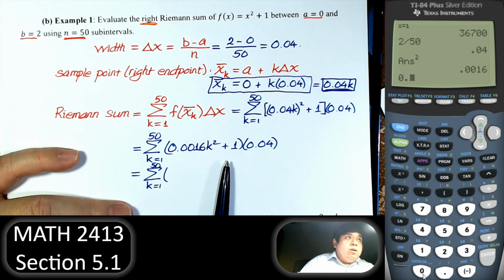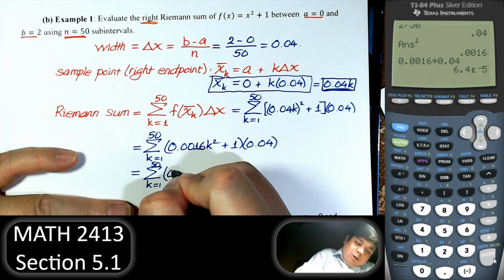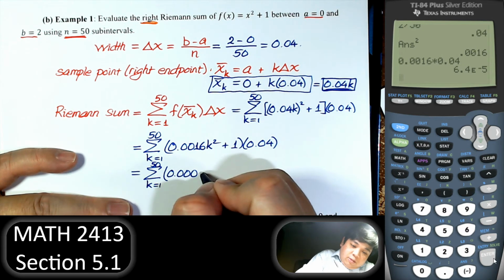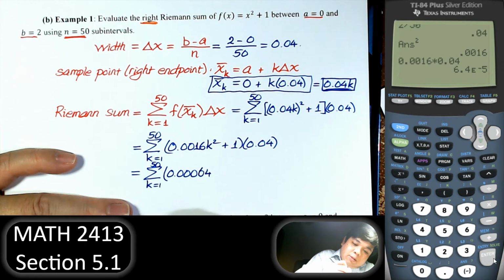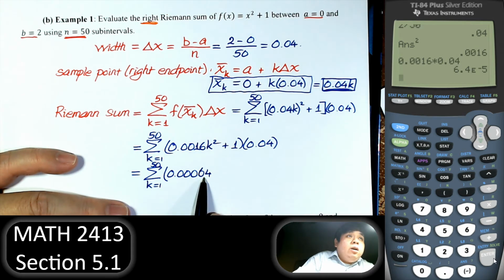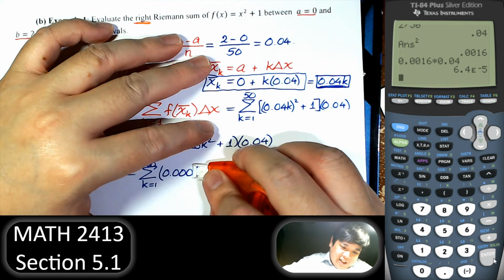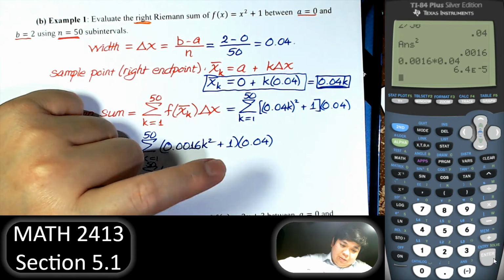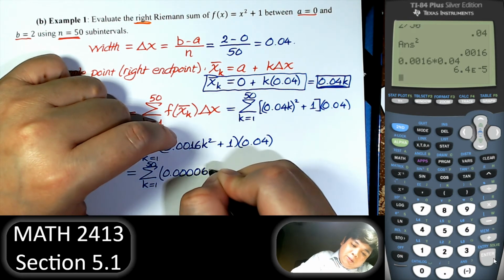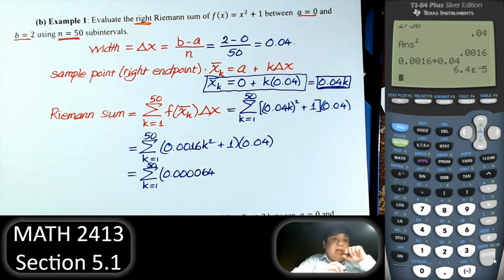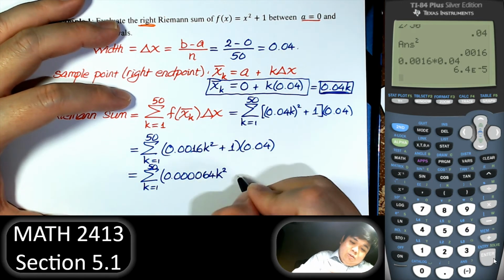So 0.0016 times 0.04. That is 0.00064. Did I miss a zero? One, two, three, four, five, six. Yeah, that's it. K square, and multiply that out.